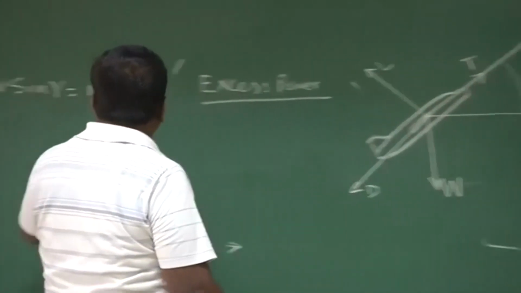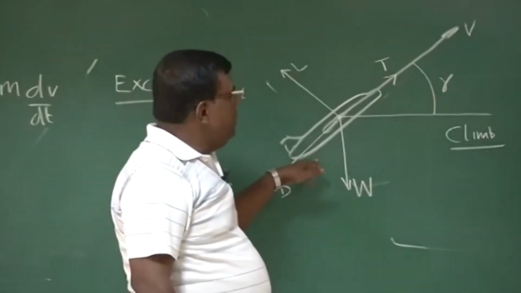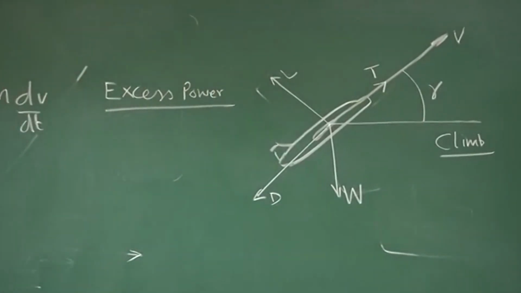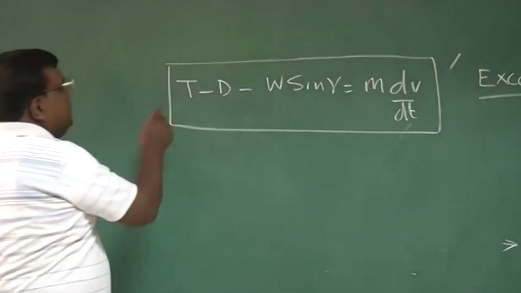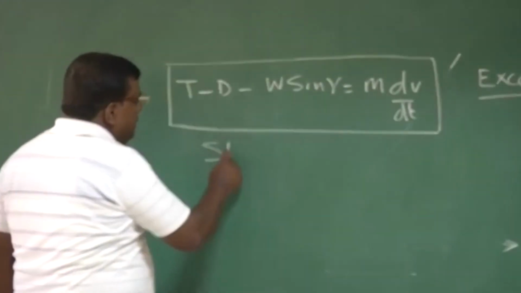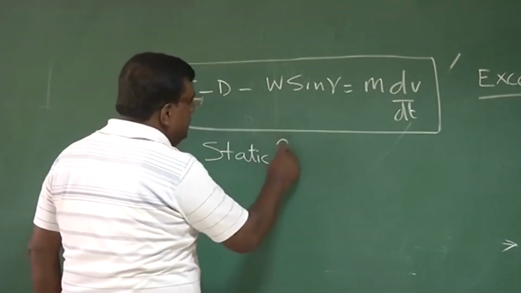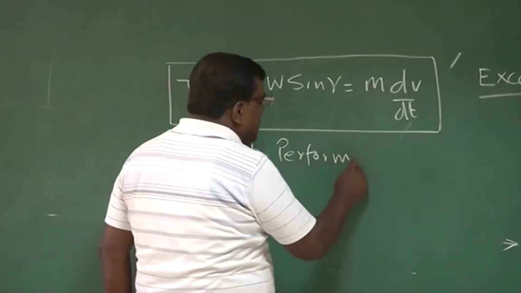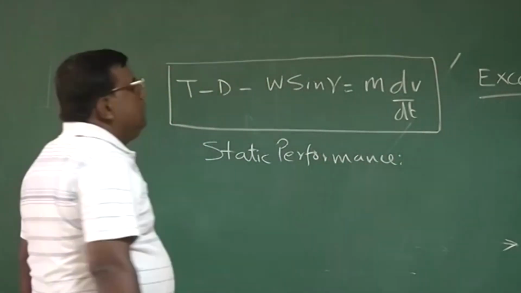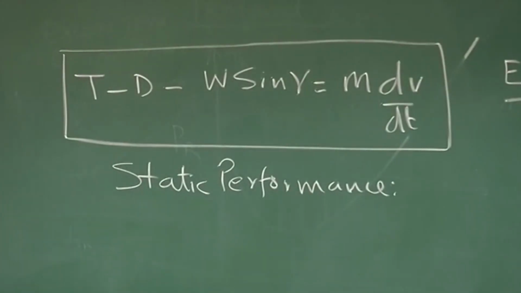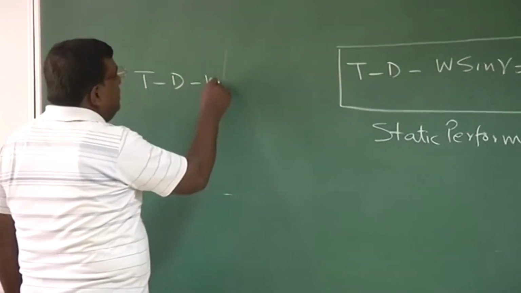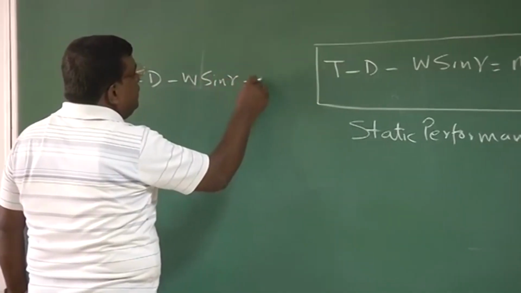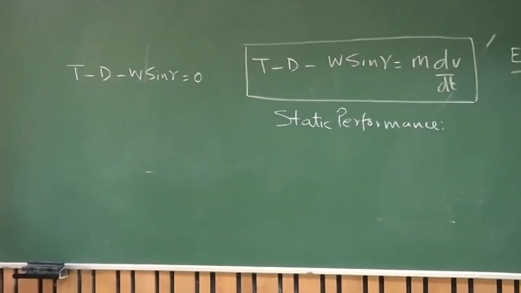Number two, I'm assuming that the mass is remaining constant, and of course alpha is very small. So if this is the equation, and if I am discussing only static performance, which actually means steady state performance, so we are not taking any acceleration, right? Then I can simplify this equation to T minus D minus W sine gamma is equal to 0. With no acceleration, it's a static performance.